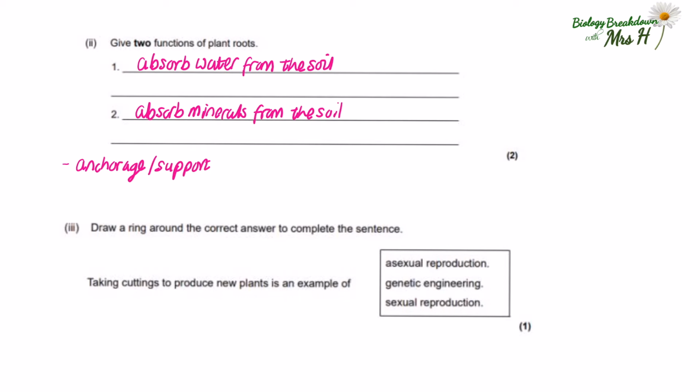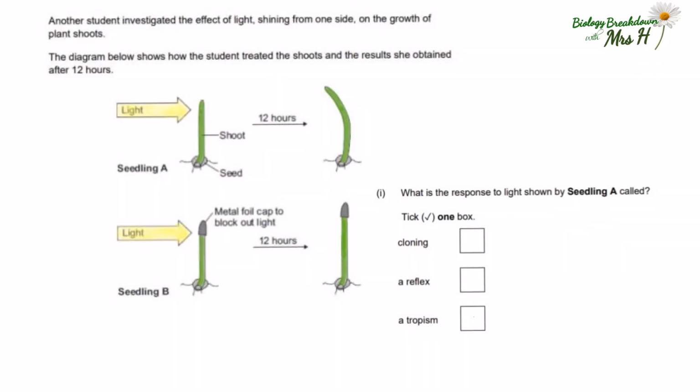Draw a ring around the correct answer to complete the sentence. Taking cuttings to produce new plants is an example of asexual reproduction. Another student investigated the effect of light shining from one side on the growth of plant shoots. The diagram shows how the student treated the shoots and the results she obtained after 12 hours.